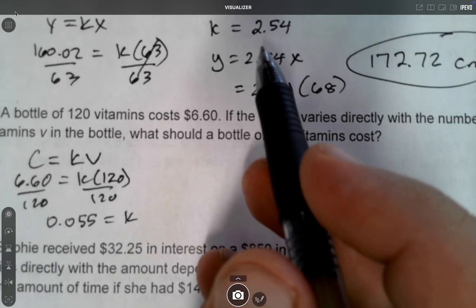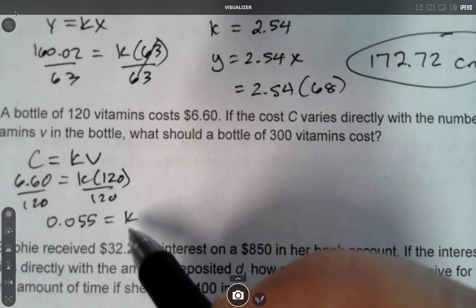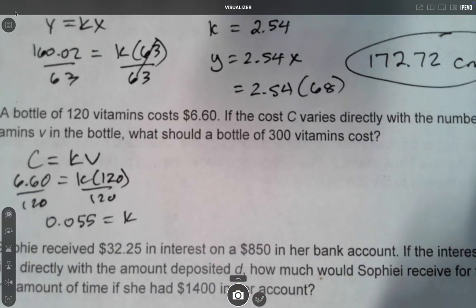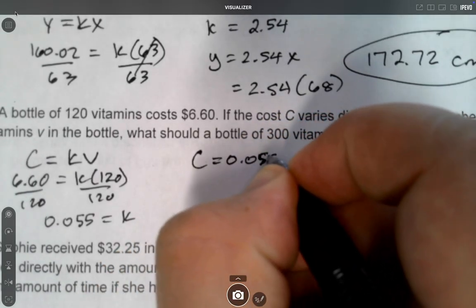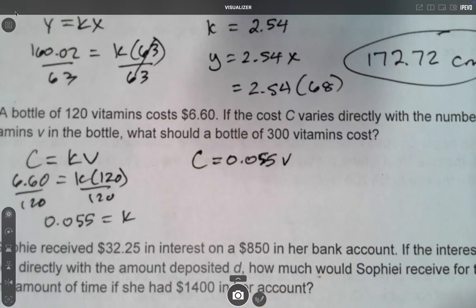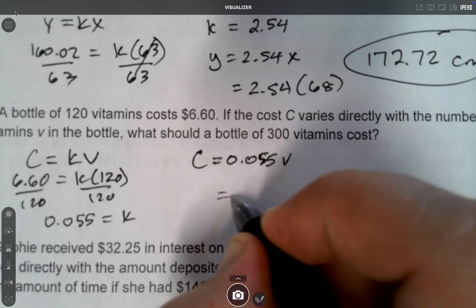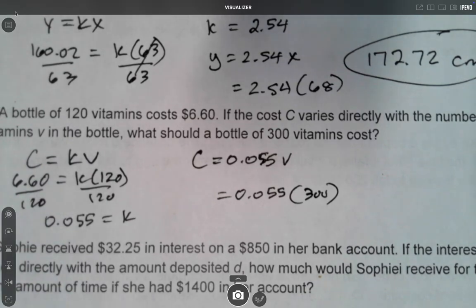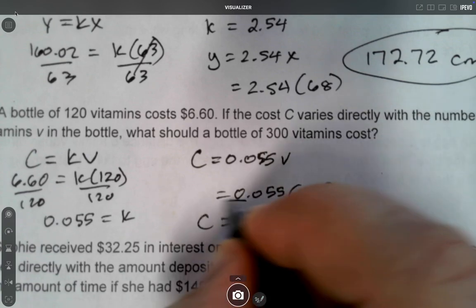So this one up here, the K meant that's how many centimeters are in 1 inch. This is telling us this is the cost of a single vitamin. So a single vitamin costs 5.5 cents. So our equation would be C equals 0.055 V. And if we want to figure out how much 300 vitamins would cost, we plug in 300 for V, multiply by 0.055, and we get that the cost would be $16.50.